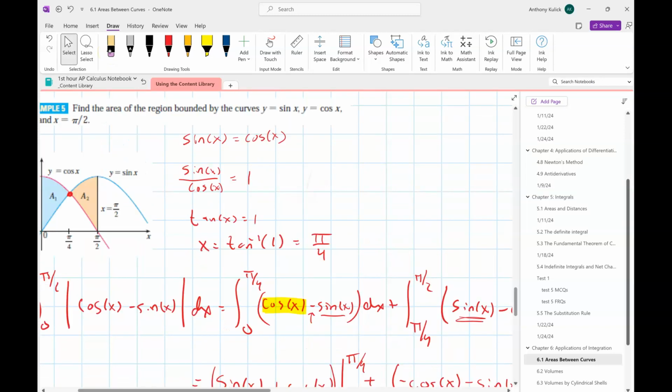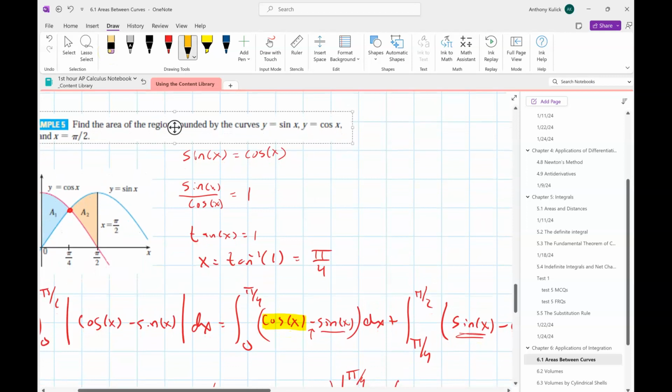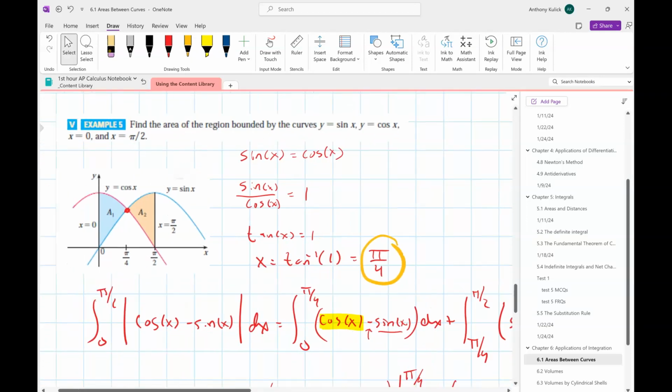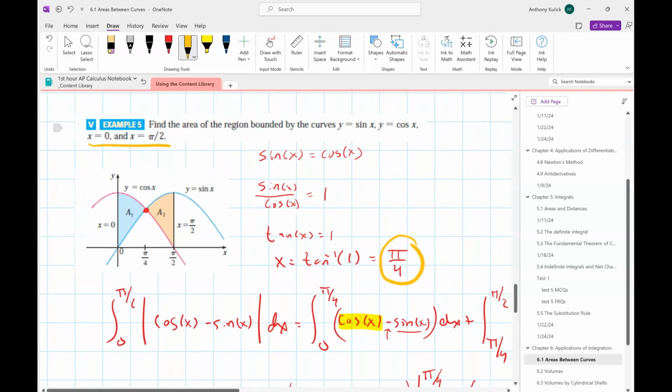Well, here you're told what to go between, right? If you're not provided a graph, you would need to check to see if there's an intersection in between those two, which is what we did right here. And to figure out which one is on top and which one is on bottom, I can pick something between 0 and pi over 4 and plug it into sine and cosine and see which one is the bigger number and which is the smaller number.